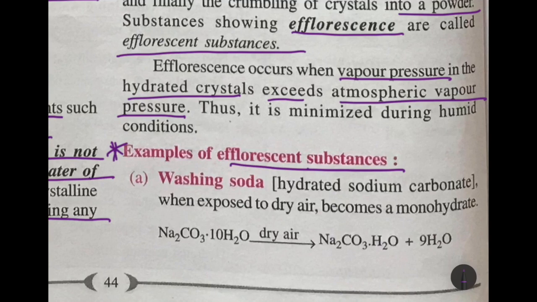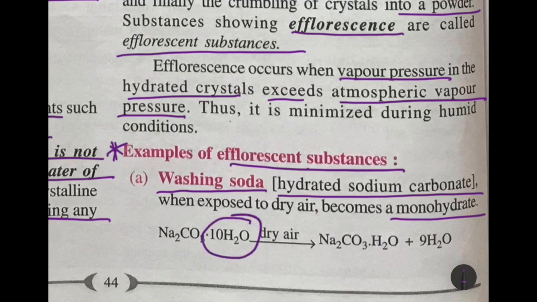The first one is washing soda, which is hydrated sodium carbonate. So when you leave hydrated sodium carbonate outside, you will see that it will become a monohydrate. Monohydrate, out of 10 molecules of water of crystallization it contains, 9 will just evaporate, leaving behind only 1 molecule of water.